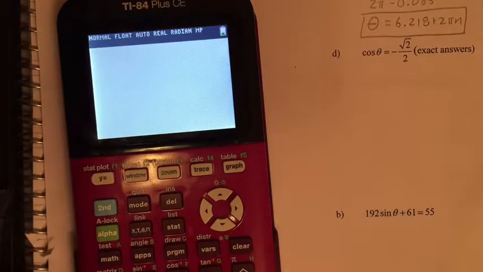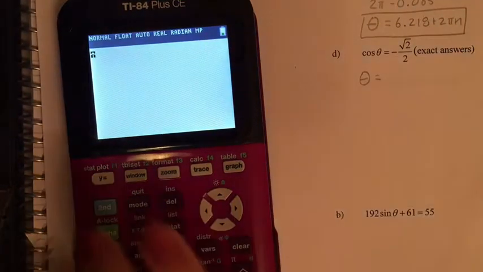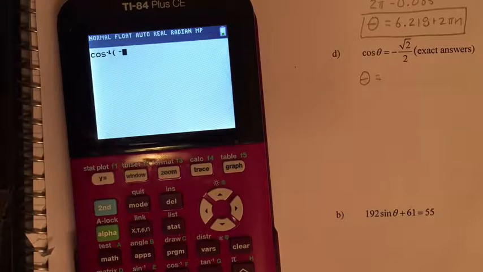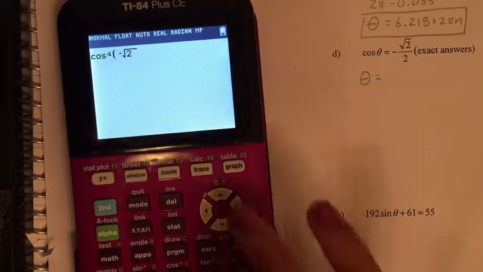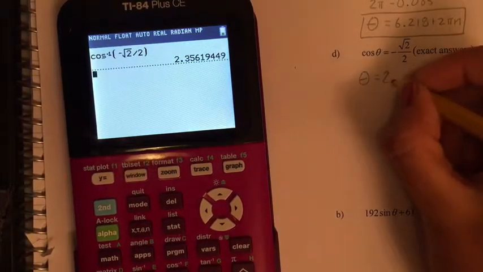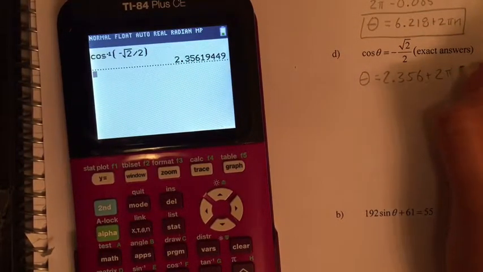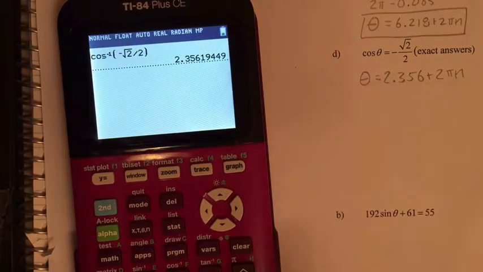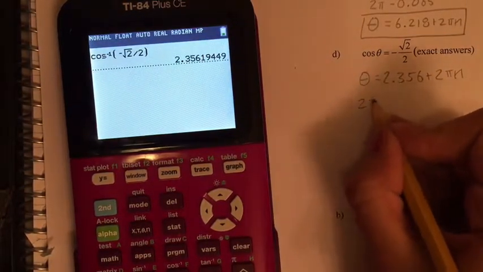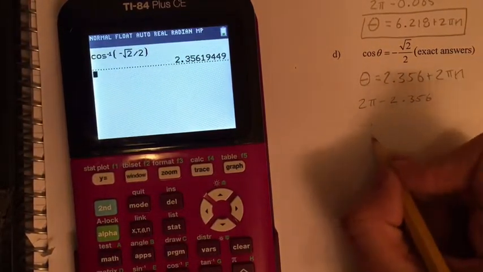So just like the 1/2 sine, the √2/2 also looks very familiar and friendly, but we just have to treat it like it's not special. So you get your first answer with inverse cosine. And again, you're going to want to subtract that 2.356 from 2 pi to get your second answer.